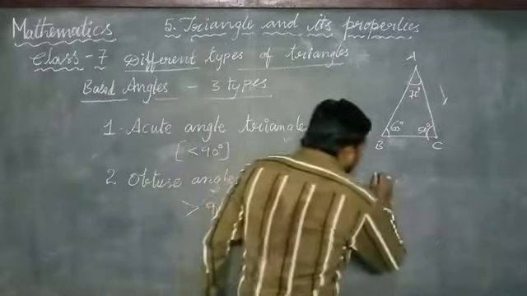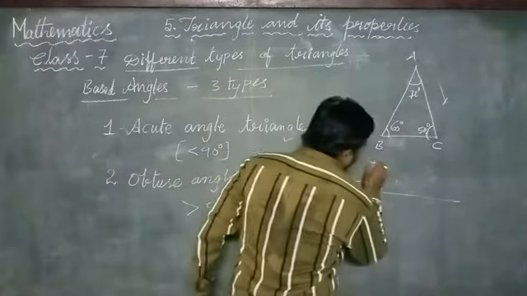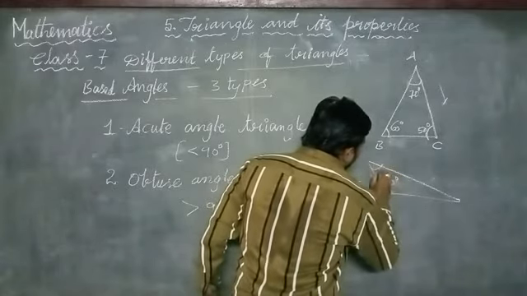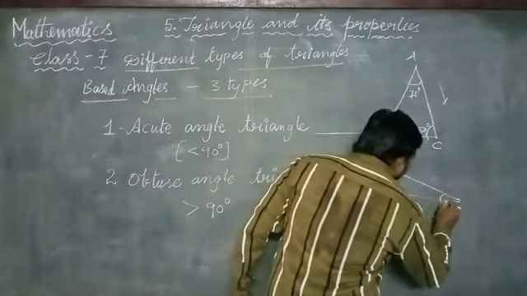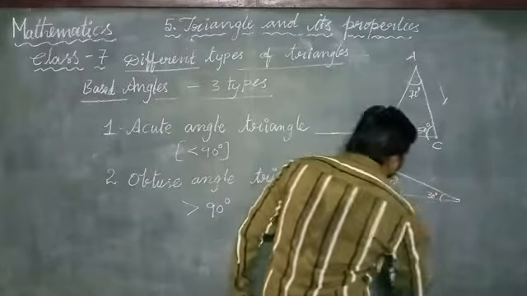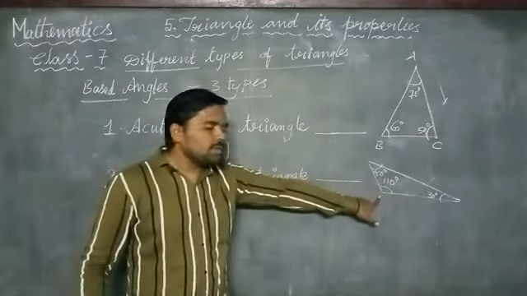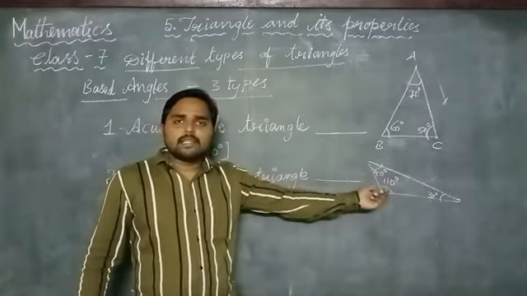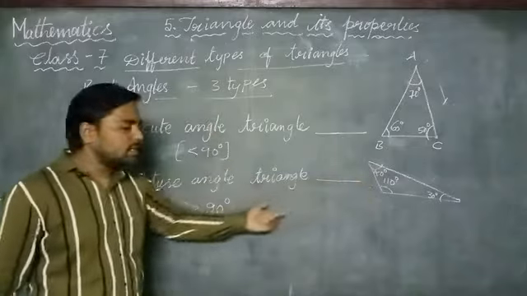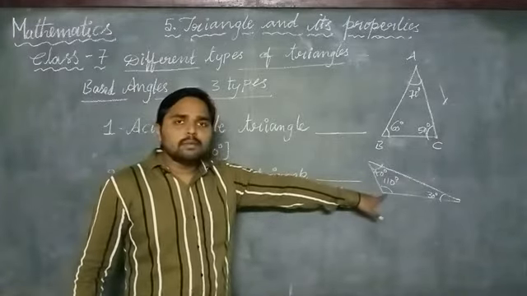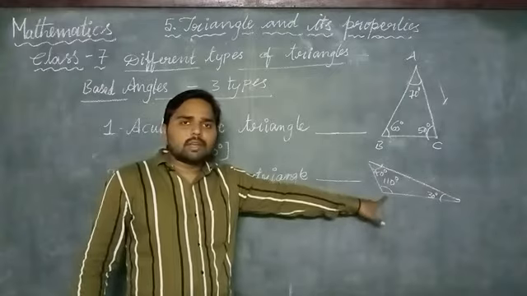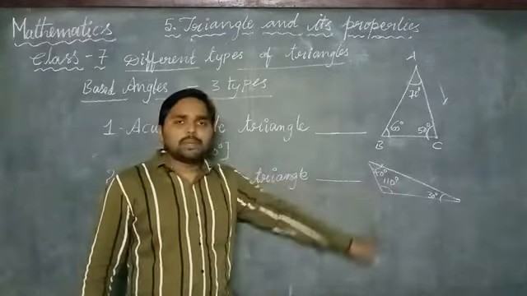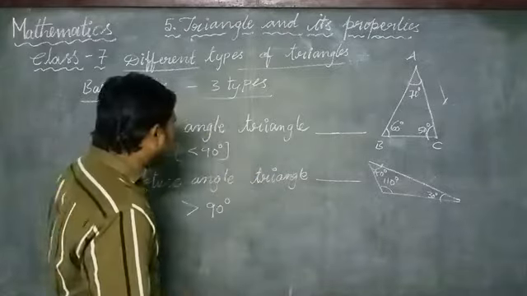Now let us see an obtuse angle triangle. Suppose it has 110 degrees, 40 degrees, and 30 degrees. This belongs to the obtuse angle triangle. Why? Because one of the angles is more than 90 degrees. That's why it should be treated as an obtuse angle triangle.